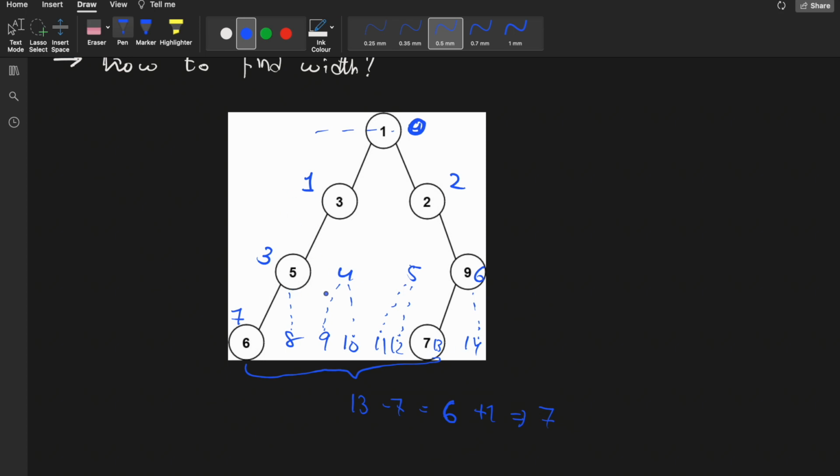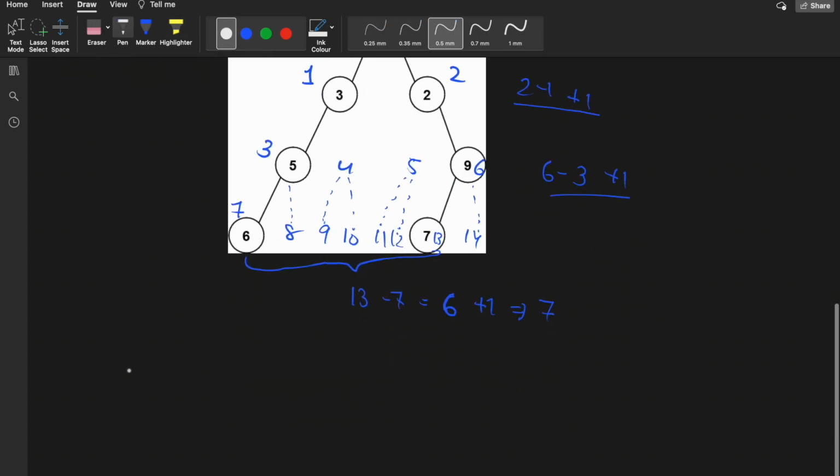So everywhere, if you want to find the width at each level, you can simply subtract these numbers, right? 2 minus 1, and here 0, and add 1 to all. By doing this calculation, you can figure out the width at each level, correct? So once you number the nodes, you can figure out the width of the level. Now you have understood how to find the width.